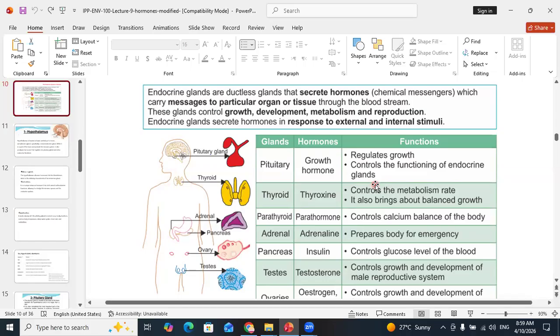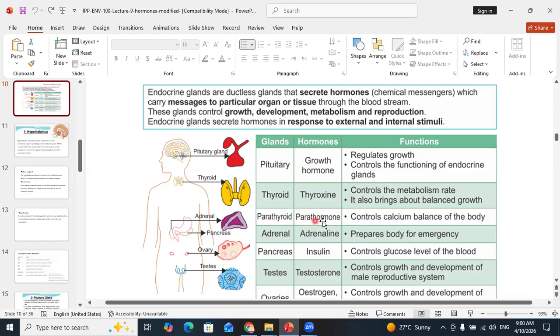Like if thyroxine is produced in too much amount, the person will be extraordinarily tall, the tallest person on earth. Or if a person is producing very less amount of thyroxine, you might have seen people that are adults but have very stunted growth. So it is the abnormal secretion of thyroxine, like thyroxine is not maintained.